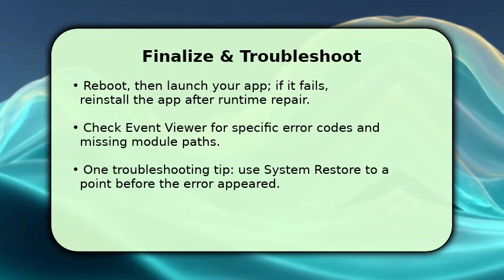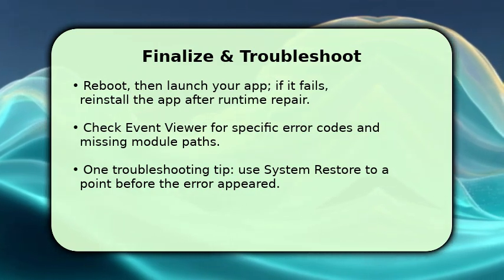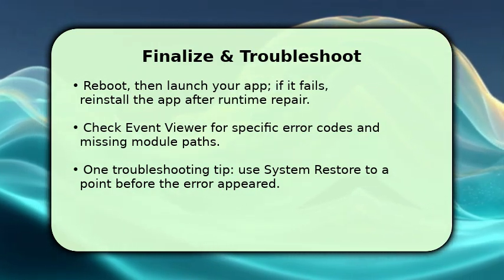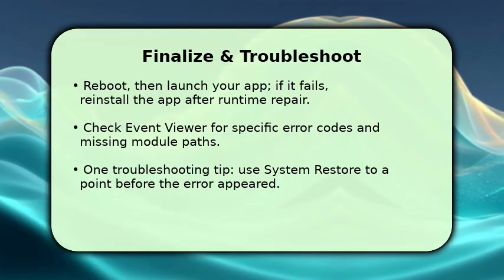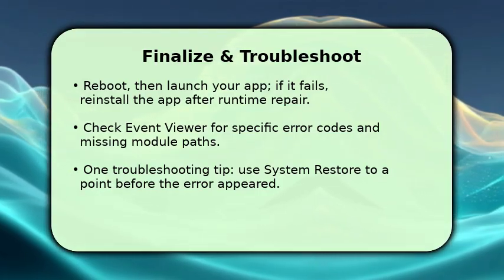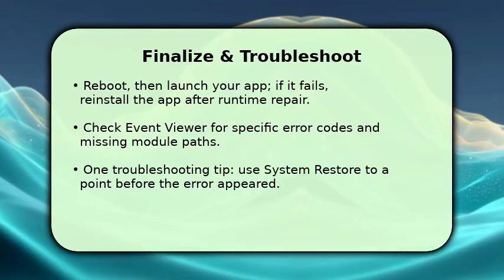If nothing works, perform a system restore to a known good point. This often undoes updates or changes that introduced the missing Api-ms-win-crt-runtime-l1-1-0.